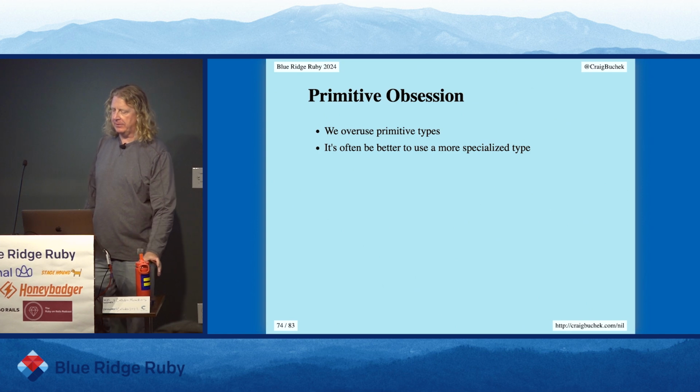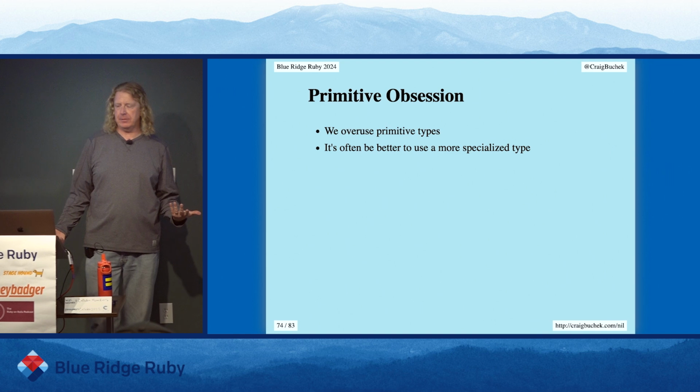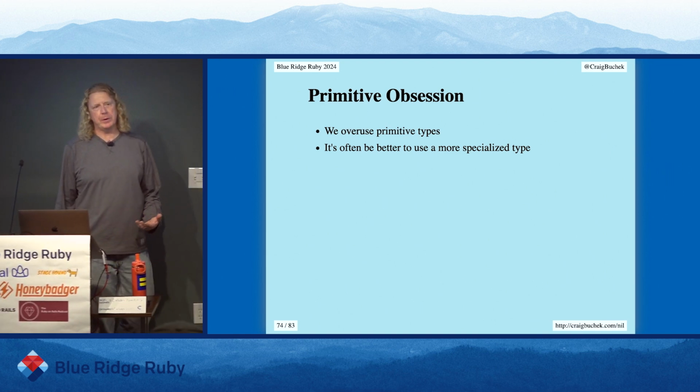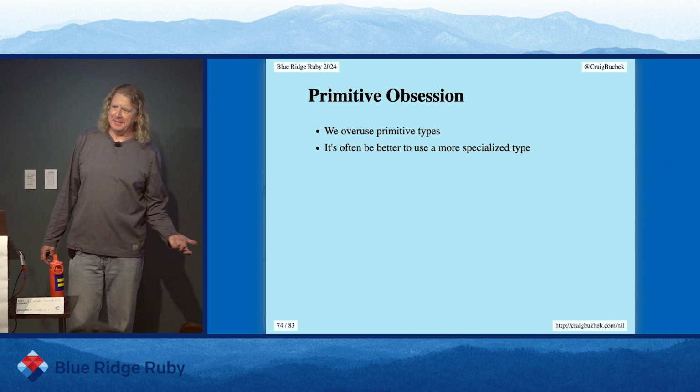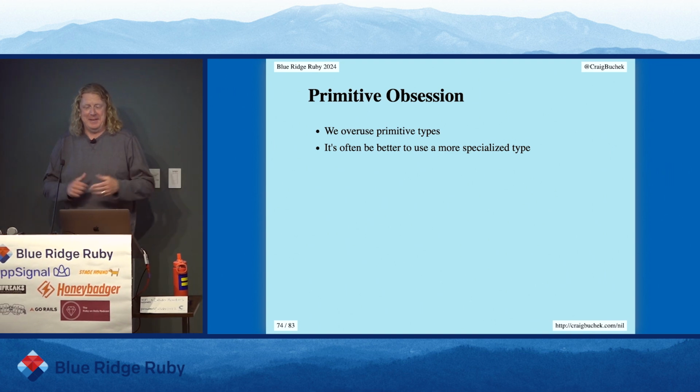So programmers have a tendency to reach for language primitives, even when there's a better solution using the language features. An example is if you've got money, a lot of people will reach for a floating point. That's not the right answer in that case. You want something richer and also more accurate.